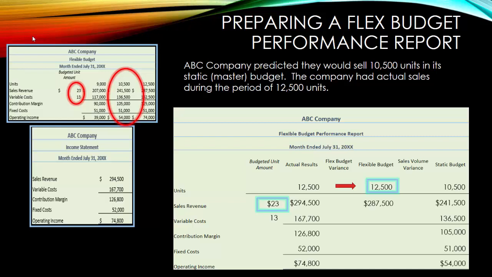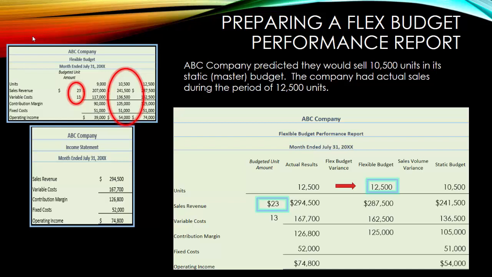Just take the actual level of production we had, 12,500 units, and multiply it by your budgeted unit amount. For variable cost, it's $13, which means those 12,500 units should have cost us $162,500. We know that contribution margin is just revenue minus variable costs, so that would have been $125,000. Next up, we have fixed costs.